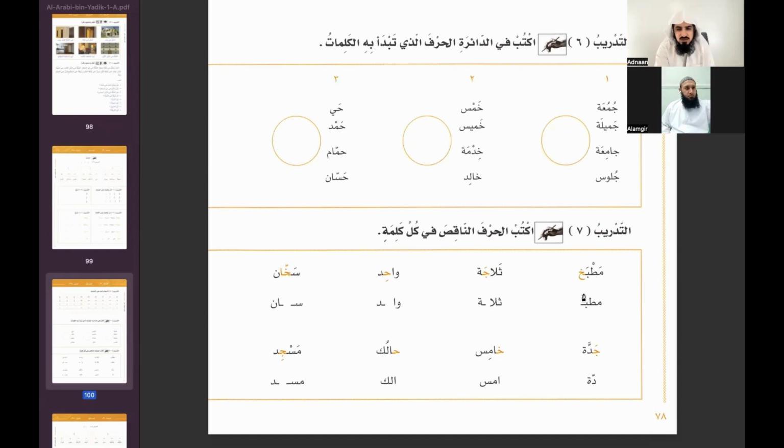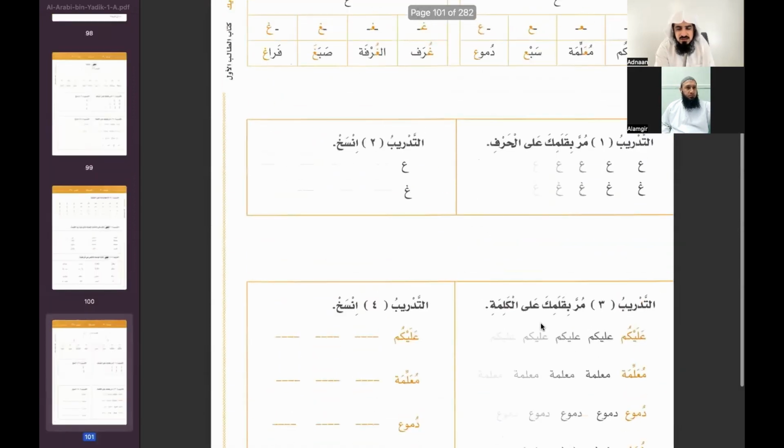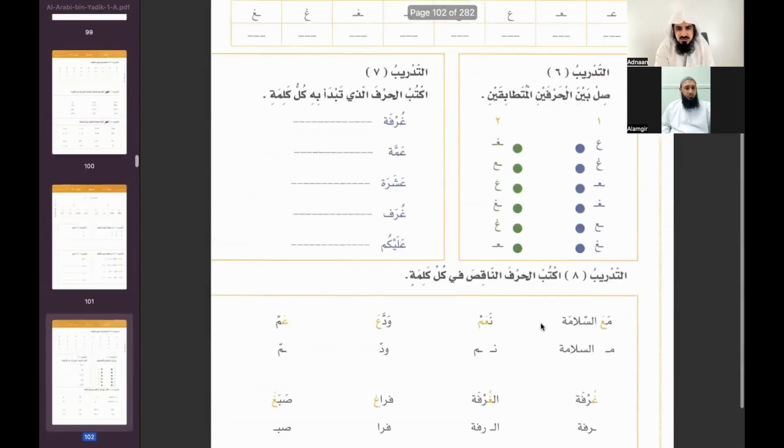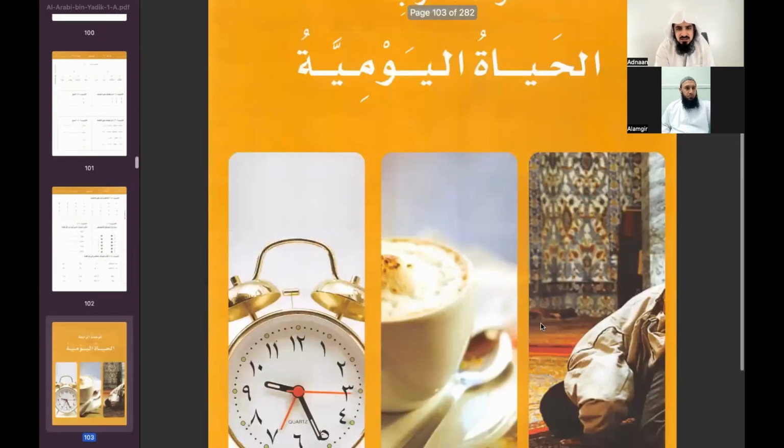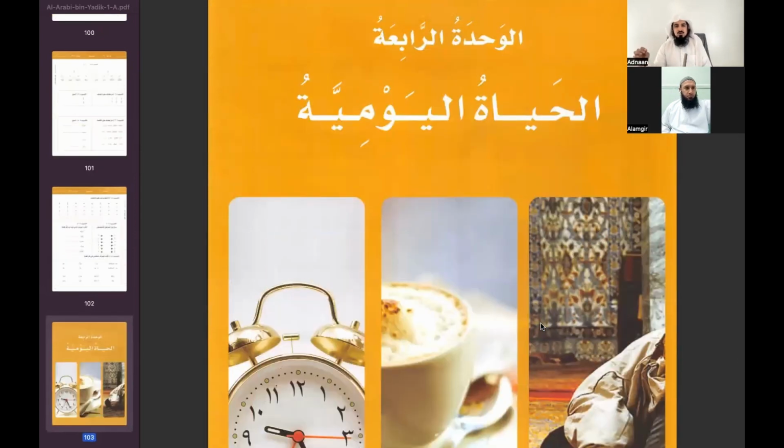So here you would put a خاء, مطبخ, ثلاجة, you would put a جيم. Then again, these are all writing exercises. You can do those. Again, writing exercises mainly. And then you get to the next module.